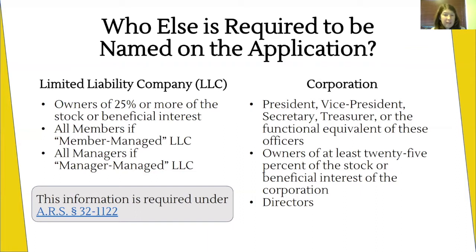And then if you're a corporation, we require all officers to be named, so president, vice president, secretary, treasurer, and any other types of officers. And then any owners of at least 25% or more, and any directors. So for a corporation, we need those types of people to be named on the application, along with the qualifying party. And this is required by statute, so that's 32-1122.